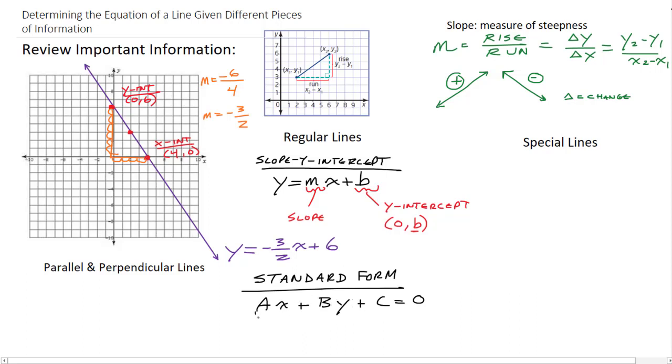2 steps. First, we're going to subtract whatever the ax term is from this side, and then we're going to divide both sides by b to isolate y. And when we do that, we'll get y equals mx plus b. So we'll review some of those today.